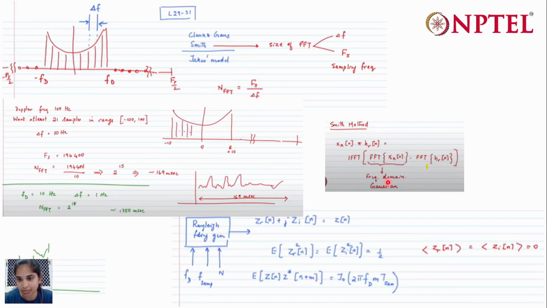So if you see the one I'm highlighting here, XR of n converted to HR of n. In the frequency domain, you did the operation.